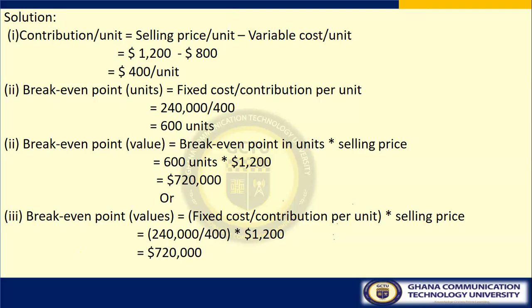So we had a contribution per unit equals selling price minus variable cost. From the question, our selling price is 1,200 and our variable cost is 800. So our contribution per unit is 400. The break-even point in units is equal to the fixed cost divided by contribution per unit. The fixed cost is 240,000 divided by 400, making 600 units. So our break-even point in value is 600 times the selling price, which is 1,200, making 720,000. Very simple.